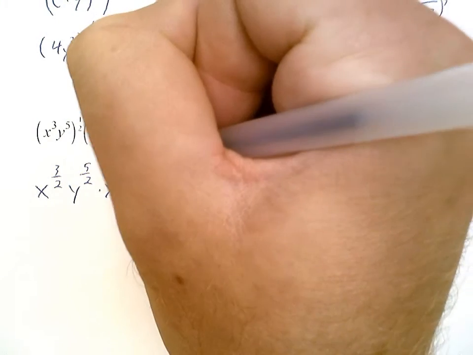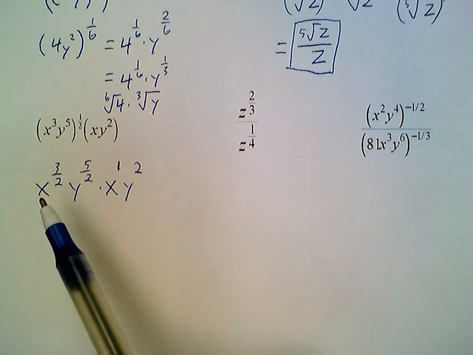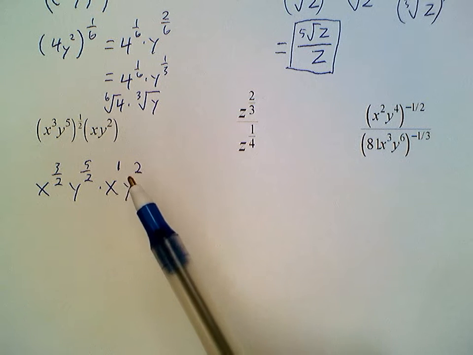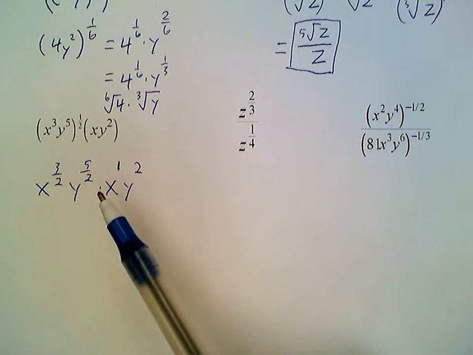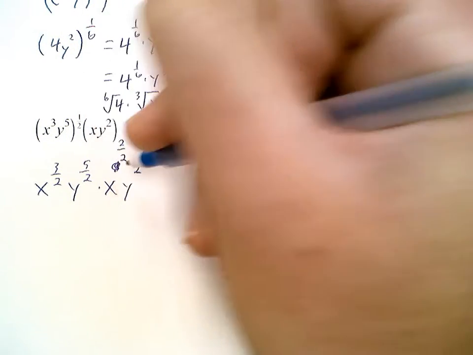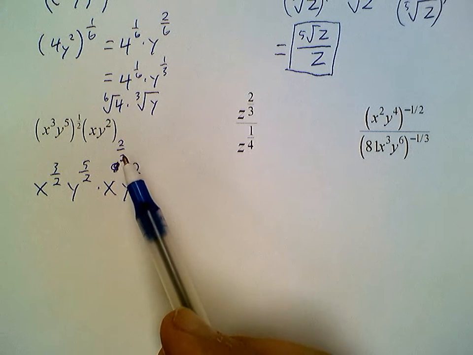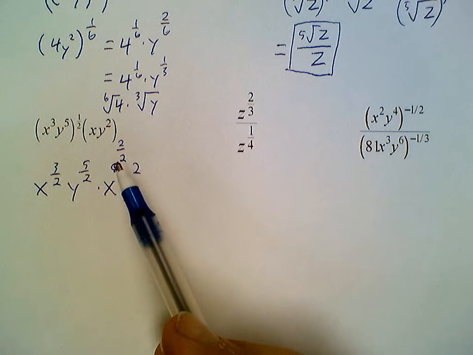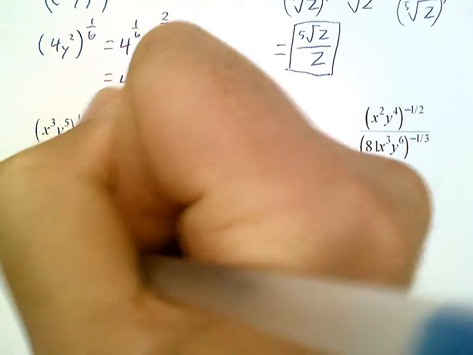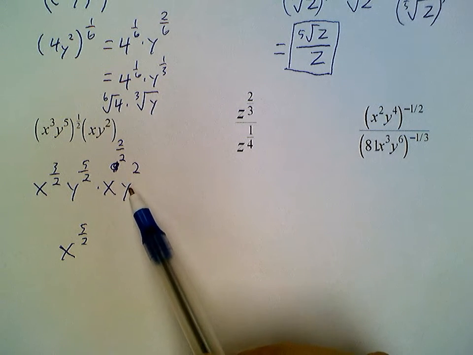So remember, when you multiply exponent expressions with the same base, you just add the exponents. So here I got x to the 3 halves, x to the first. Well, what is 3 halves plus 1? Remember, when you're adding fractions, you have to have common denominators. So instead of thinking of this as 1, think of this as 2 over 2. So then I've got 3 halves plus 2 halves. 3 plus 2 is 5. So I've got x to the 5 halves. Over here I got y to the 5 halves times y squared.